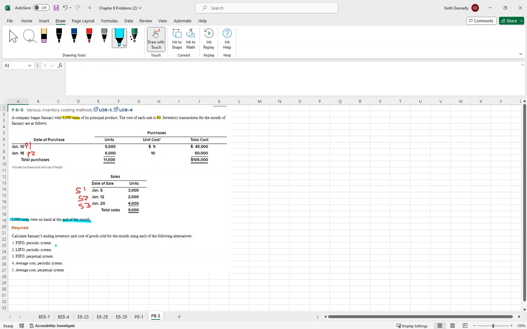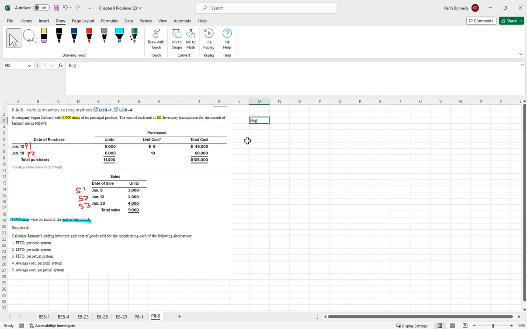So they want us to run through each of these: FIFO periodic, LIFO periodic, FIFO perpetual, average cost periodic, average cost perpetual. Some of this is going to be tedious, especially when we get to this perpetual stuff. So let's hang in there and take it step by step. At a starting point, this is going to be universal.